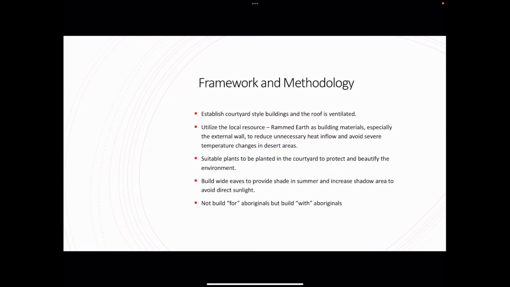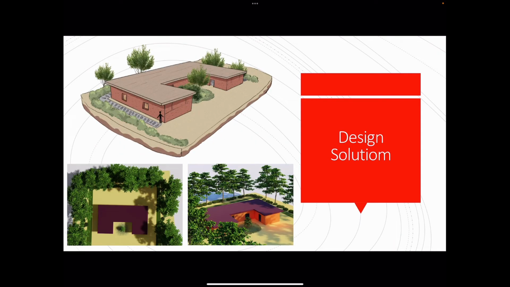First, establish courtyard-style buildings and a ventilation roof. Second, utilize the local resource, rammed earth, as building material and method, especially for the external wall, to reduce unnecessary heat in the floor. Third, plant suitable plants. Then build wide eaves to avoid direct sunlight. This is the overview of my design.